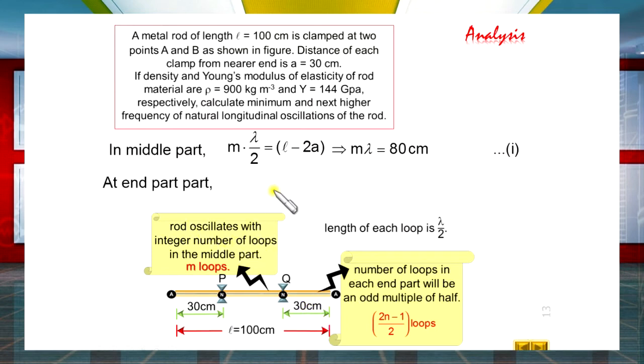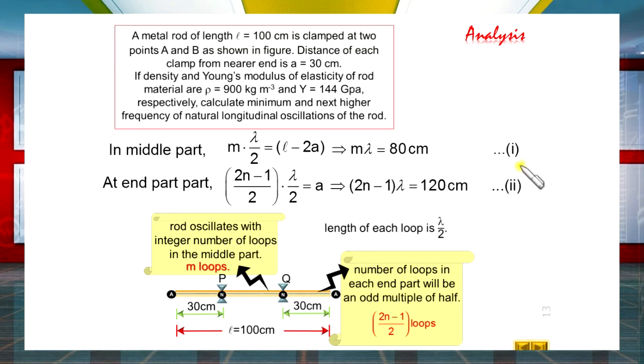So we can write the equation for this part: (2n minus 1) divided by 2 multiplied by lambda by 2 equal to small a, and small a, as we discussed, is 30 centimeter. That means (2n minus 1) lambda equal to 120 centimeter. Let this be equation number 2. Okay, so we got the two equations now for the middle part as well as the left part. Now we can calculate the value of small m and n.